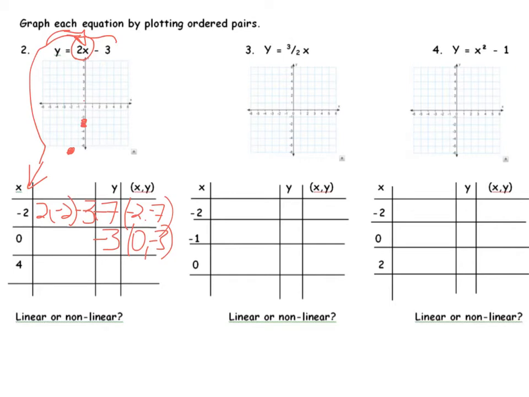If I plug in 4 for x, I get 2 times 4 is 8, minus 3 is 5. So my point is 4, 5. So I go over 1, 2, 3, 4, and I go up 5, 1, 2, 3, 4, 5, and I end up right there. And I take my ruler and I connect the dots.